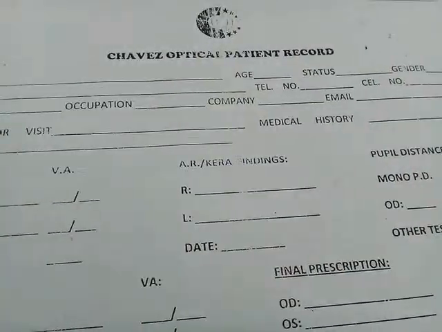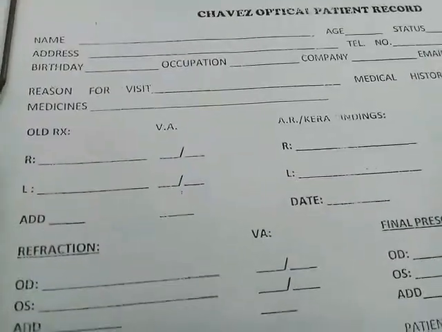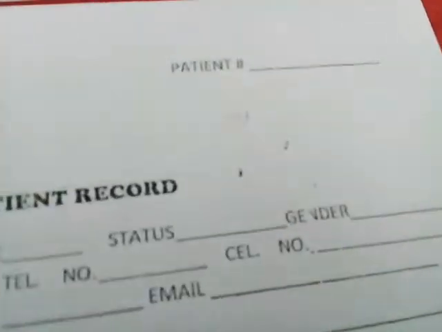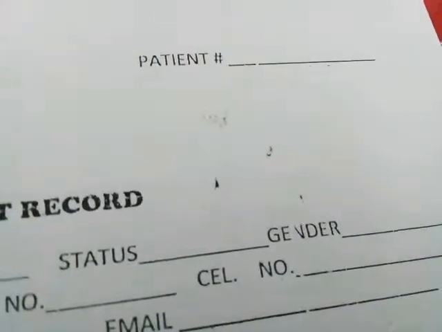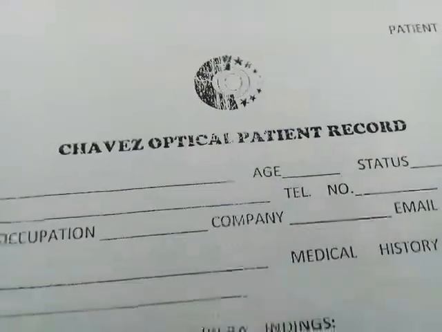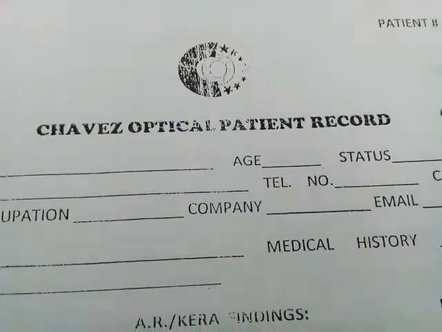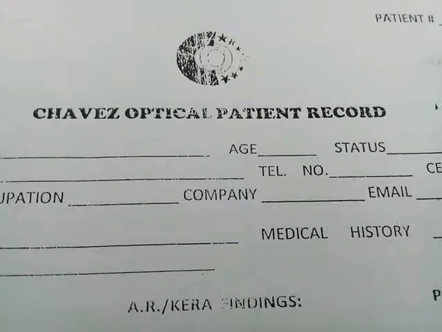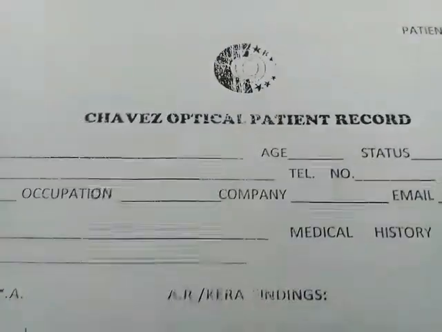So today I'm going to show you the basic stuff written in a patient record. So anyways, at the top we have this patient number, we write it there. And then the name of our company, Chavez Optical Patient Record. Sorry if it's a little bit blurry because it's just the Xerox.